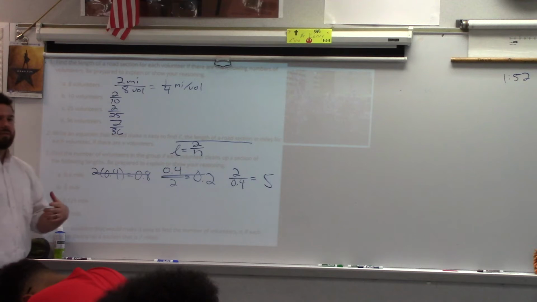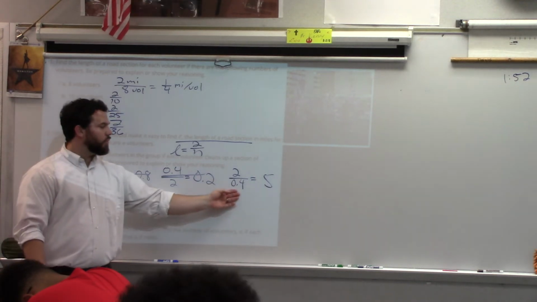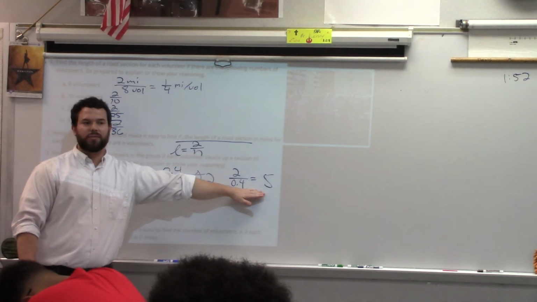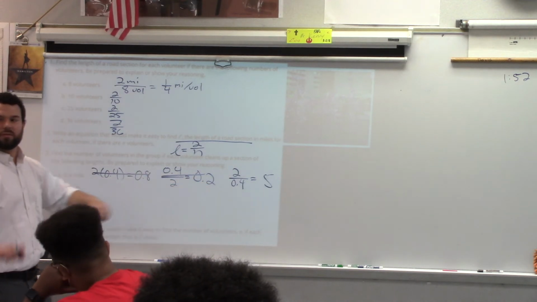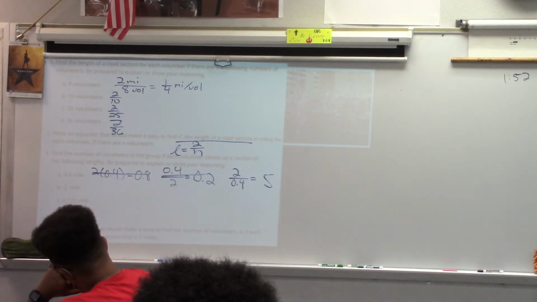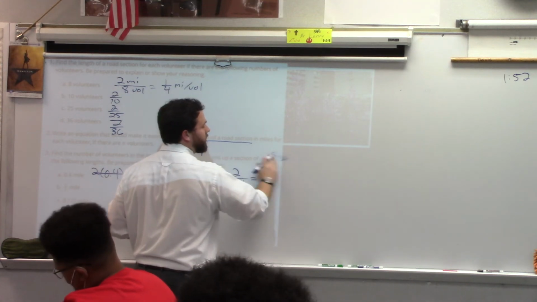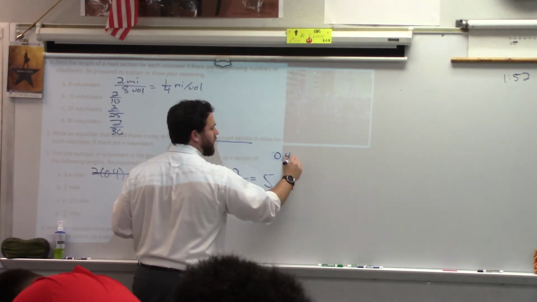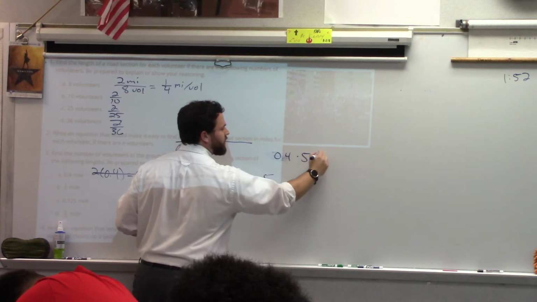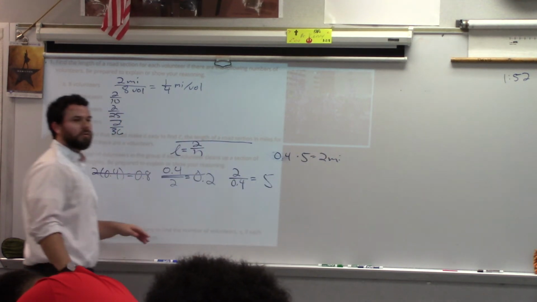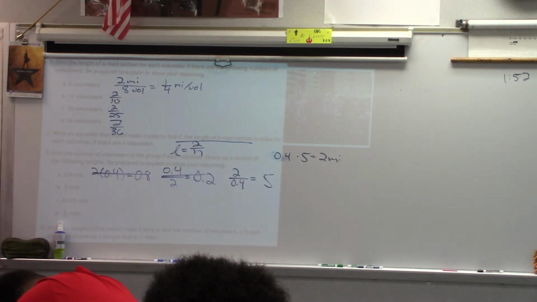But I talked about this with a few people yesterday. Does anyone remember how we could check to see if this 5 volunteers is correct? Rose. Okay, so one of the ways that Rose was thinking about it is if each volunteer has 0.4 miles per volunteer times the 5 volunteers, yes, we get up to that 2 miles of road. There's another way we could check it.